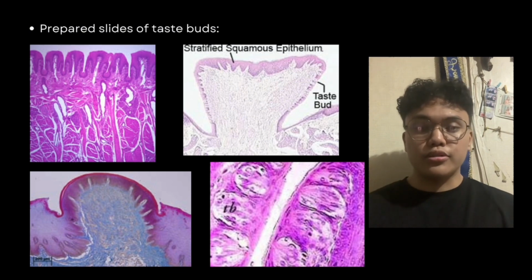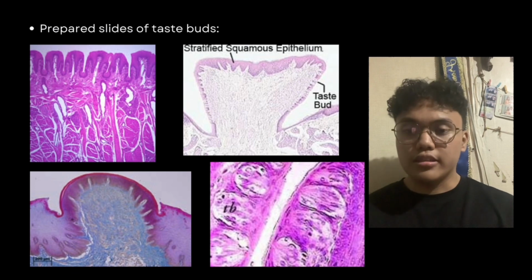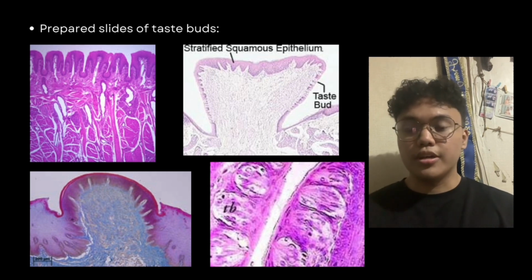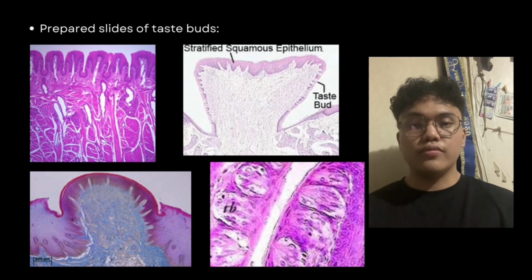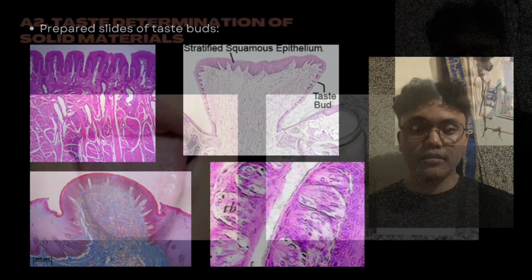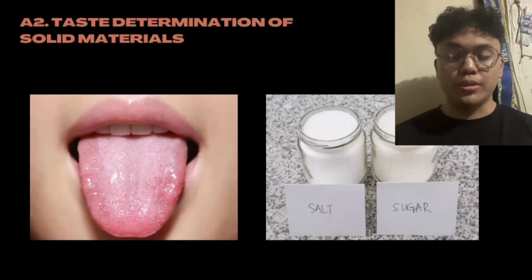So for the microscopic structure of the taste buds, the long circular structures that we can observe are the basal cells present in the taste buds. The white cells are the supporting cells, wherein the cells in between them are the taste cells. Along the tips of supporting cells and taste cells are the taste pores and taste hairs. Taste determination of solid materials.